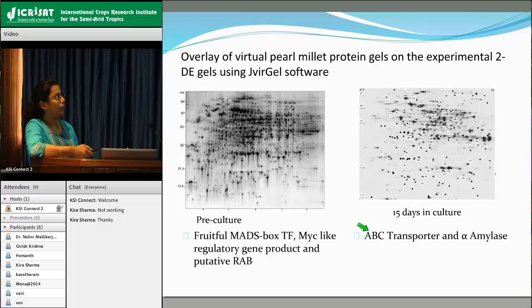I mentioned Matchbox and RAB protein and MYC here because, as we have already seen, MADS is very important in attaining the induction ability, and it is very important for induction of androgenesis. So, presence of this Matchbox at pre-culture would justify the better results and better response in pearl millet compared to chickpea.